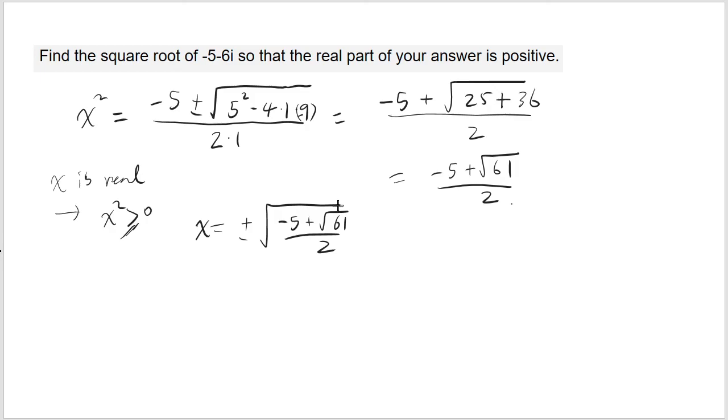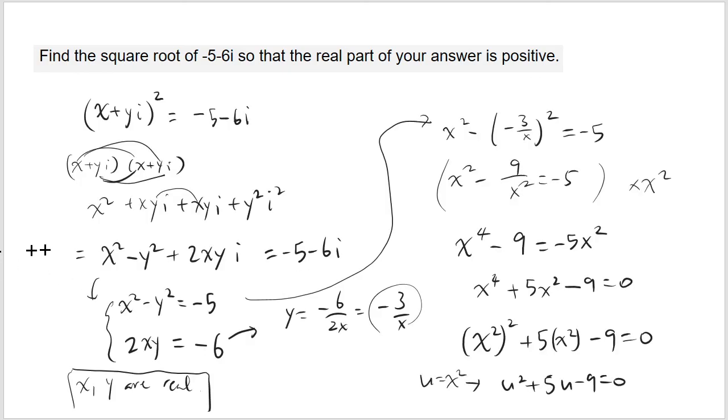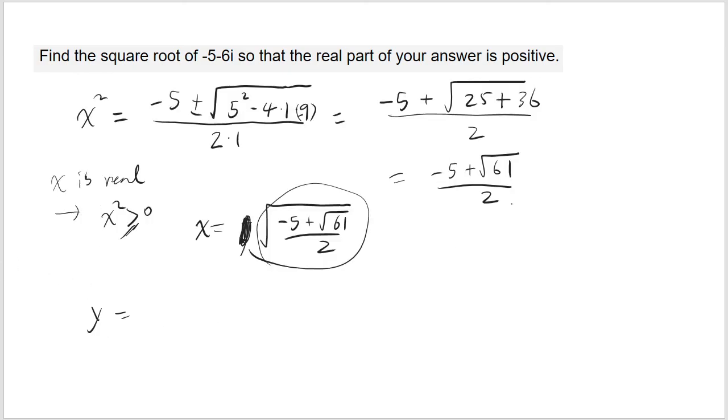But because we agreed that we're looking for only a positive real part, we're just going to scratch the plus or minus and only take the positive one. Okay, that's a start. We know now what x is, right? Now we have to figure out what y is. Y would be, if you go back, negative 3 over x, right? So symbolically it should be just negative 3 over the square root of negative 5 plus radical 61 over 2.